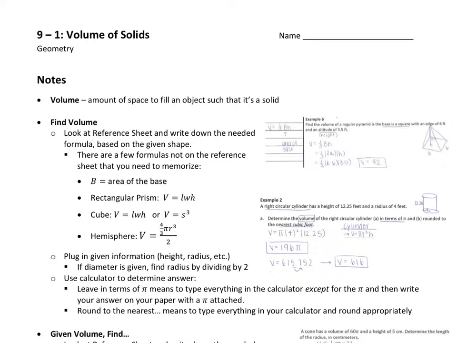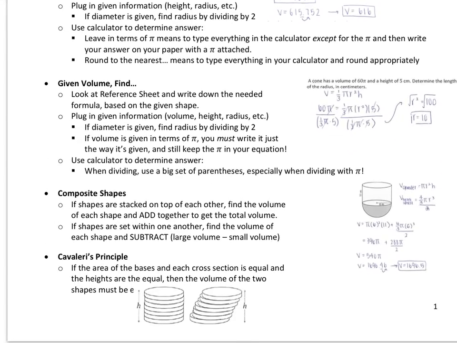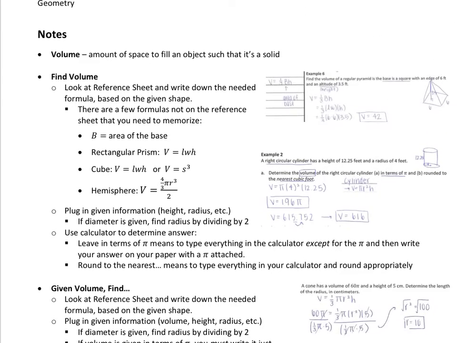Hi guys, today we're going to be looking at the volume of solids. We're going to talk about finding the volume, finding something else other than the volume if we're given the volume, and then also about composite shapes and something called Cavalieri's Principle. So we'll start with finding volume.